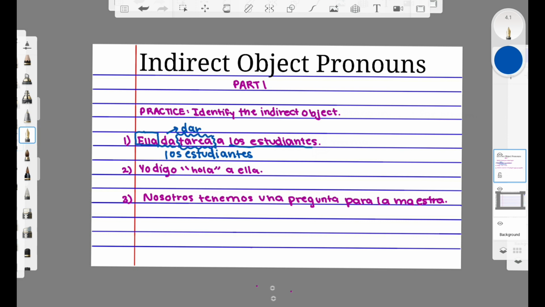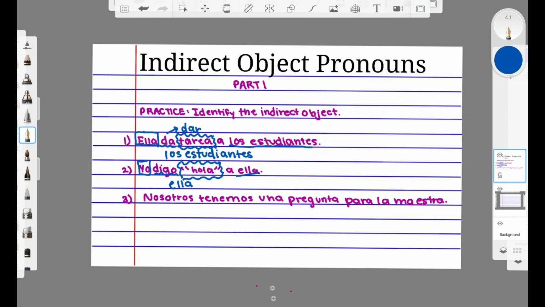Number 2, we have yo digo hola a ella. Basically what this means is I say hi to her. We know the verb digo comes from decir, by the way. It's a little bit irregular. And yo is the subject because I'm the one saying. What do I say? I say hola. It's the direct object. And who do I say it to? That's where the indirect object comes in. I say it to, remember that a is to, ella, to her. So if this was in English, her would be the indirect object.